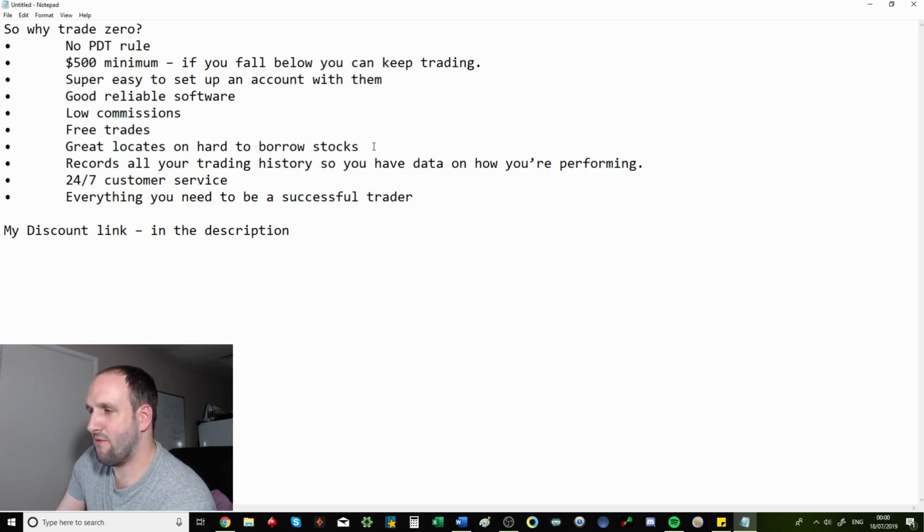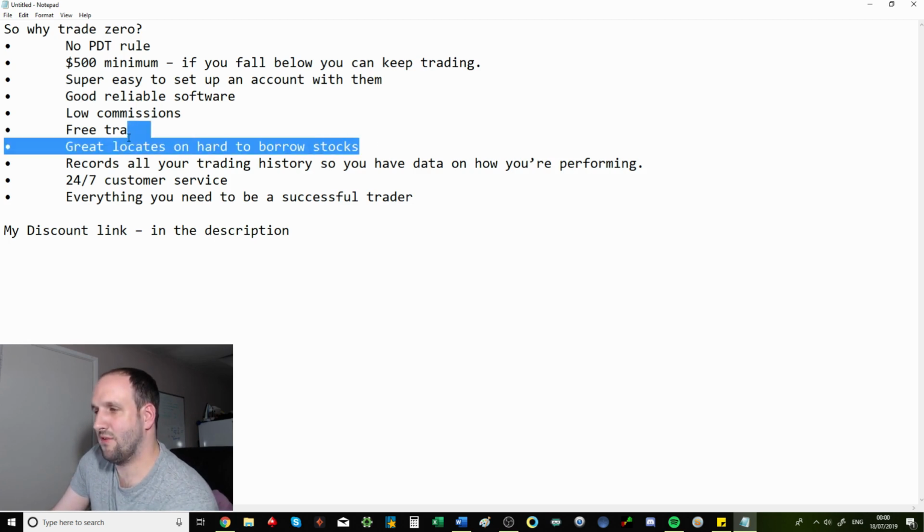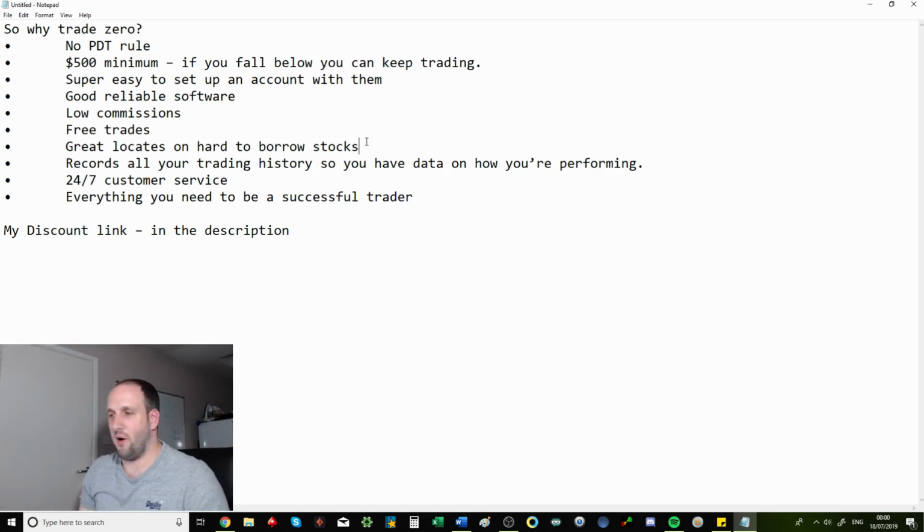One of the other great reasons, especially if you're a short trader, you can access so many stocks. You do have to buy, the majority you do have to locate them, but they've got great locates for you to actually get hold of. It can also record all your trading history, so you have data on how you're performing. Really, really important. One of the main things, 24/7 customer service.